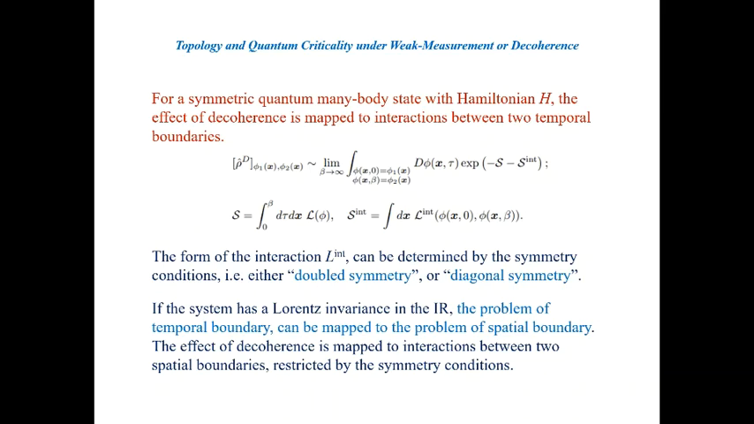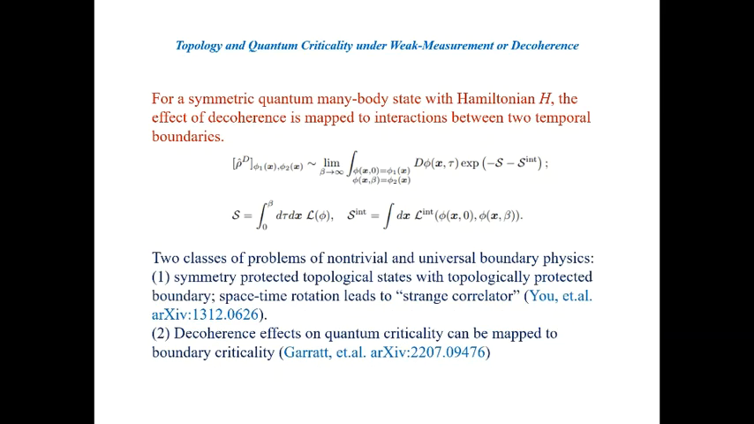So now we can ask the question: what kind of system may have interesting decoherence features? Now we know what system to look at. First of all, of course, there's an SPT state, a symmetry-protected topological state, which has a non-trivial boundary. As I said before, the decoherence in a system can be mapped to the interaction at the boundary, and since the SPT state has a non-trivial boundary, it's obviously interesting to look at decoherence on the SPT state, because it can be mapped to the boundary problem of the SPT state.